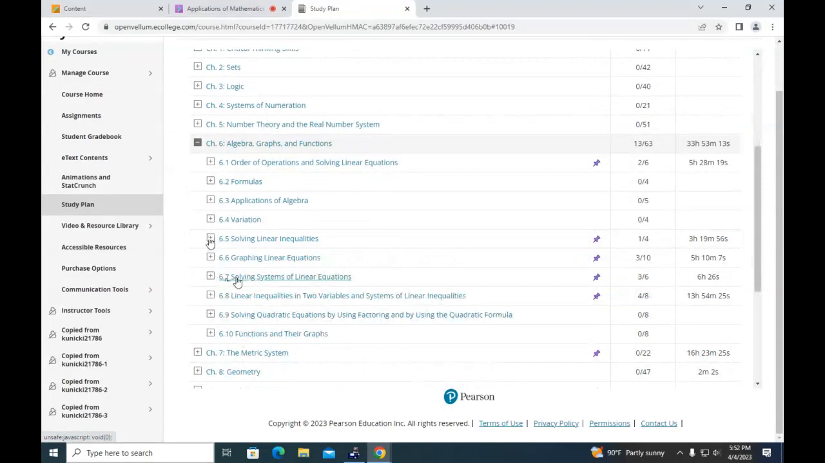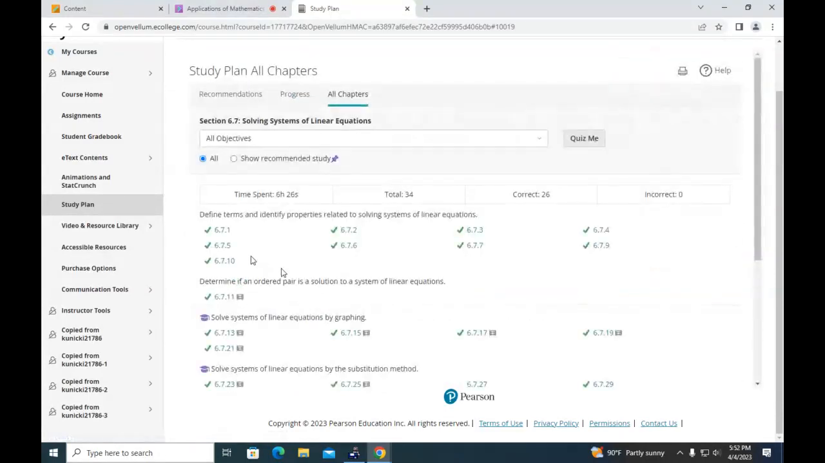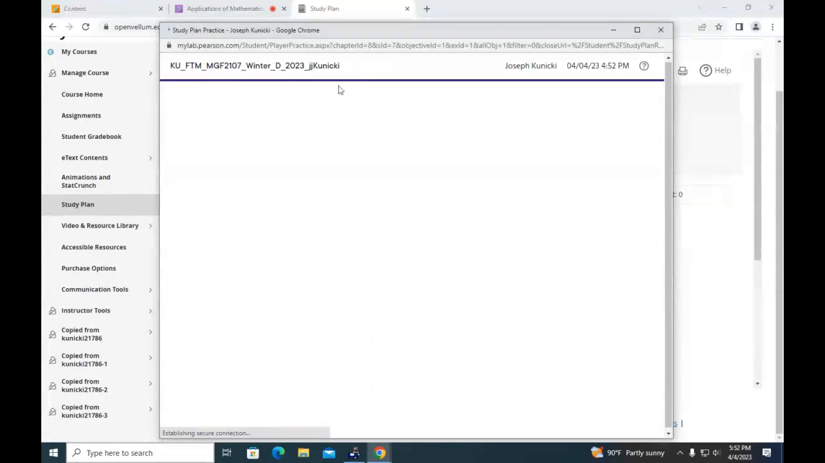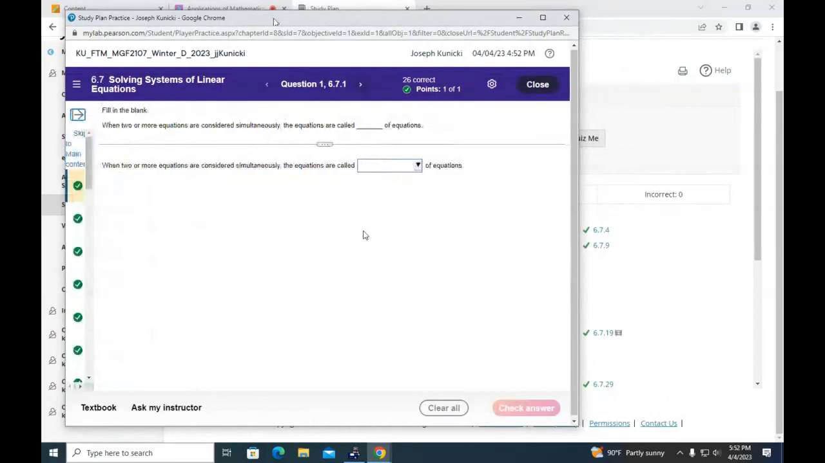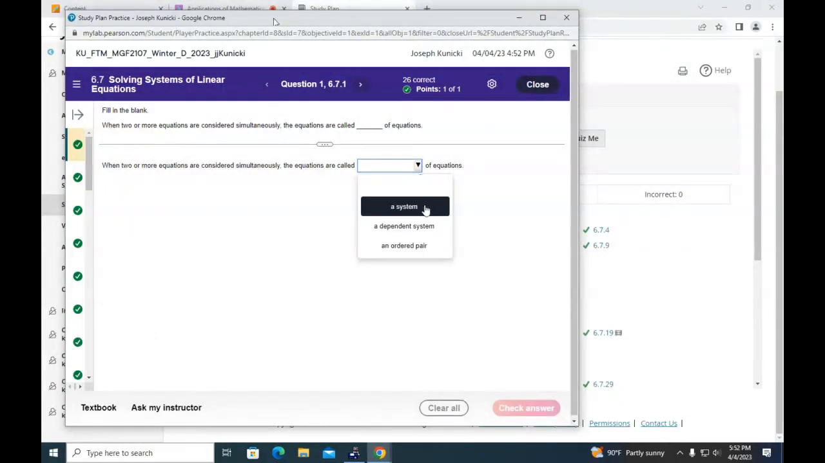So we're going to start with the definition of a system. When two or more equations are considered simultaneously, like L1 and L2 up there, the equations are called a system of equations. So that's a system. For two variables, you need two equations. If we had three variables, we would need three equations. Four variables, four equations. Okay?